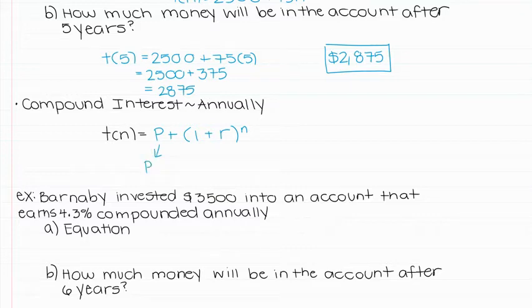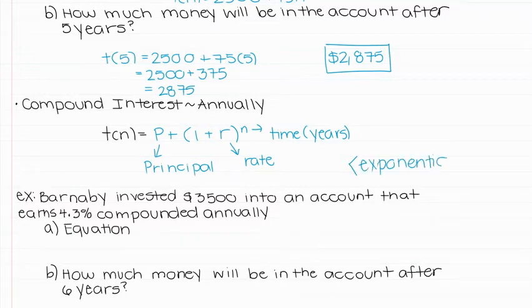So P is still standing for principal, which is the initial amount invested. R is still representing your interest rate. And n is time in years. And then I'm just going to make a note here that this is an exponential function. And we can see that because it looks like it's the form of an exponential function.